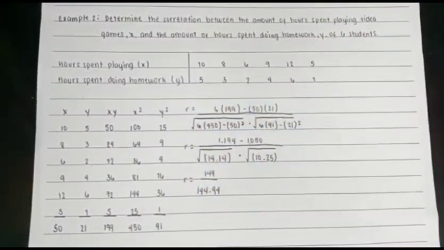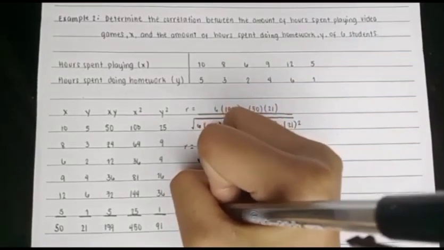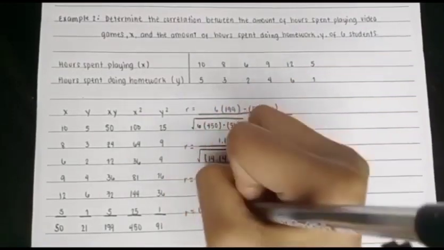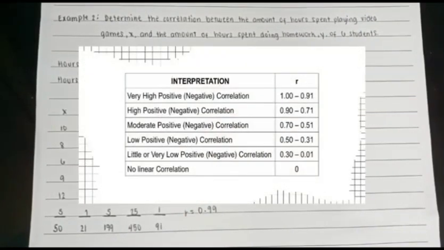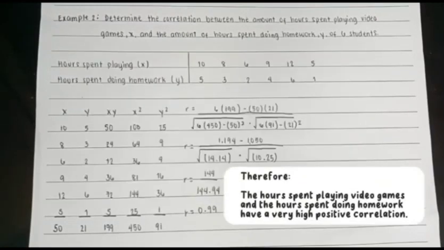To get the final answer, let's just simply divide 144 and 144.94 and the answer will be 0.99. As you can see on the interpretation of correlation that 0.99 is very high positive correlation. Therefore, the hour spent playing video games and the hours spent doing homework have a high very positive correlation.